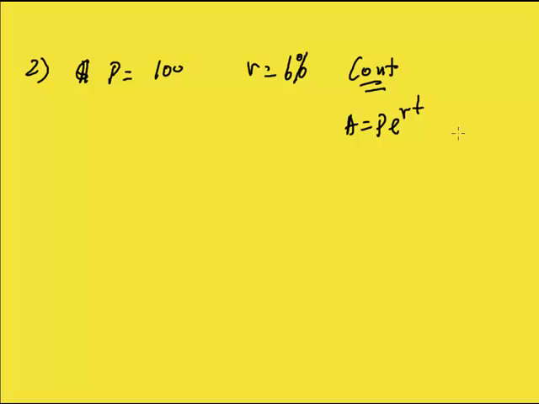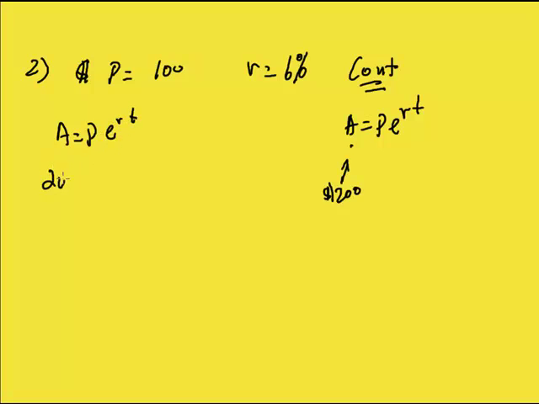It says he just withdrew the entire balance in the account. The balance was $200. How long was the money left in the bank? So what they're saying is A ended up being $200, and they want to know how long the money was left in the bank. Well, we're going to use our PERT formula, A equals P E R T. So it goes in the exponent, E to the RT.